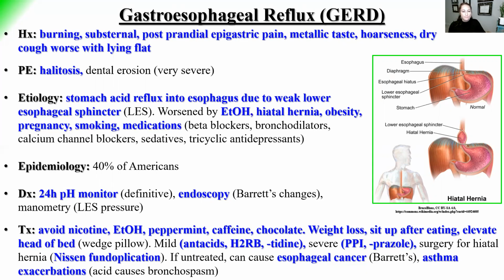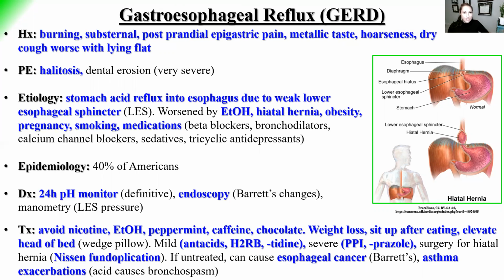The patient is going to present with this typical history: burning, substernal, postprandial or after eating, epigastric pain. They get this kind of metallic taste in their mouth. They may have hoarseness if that acid is bathing their vocal cords. When they lie flat, they get this kind of dry cough, because when you lie flat, that allows that acid to come up through that weakened sphincter.